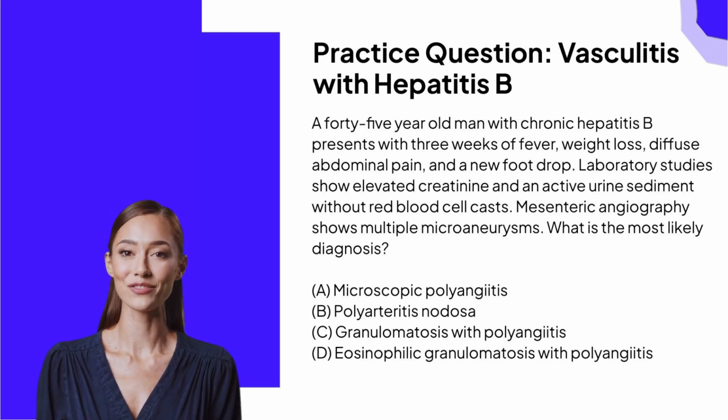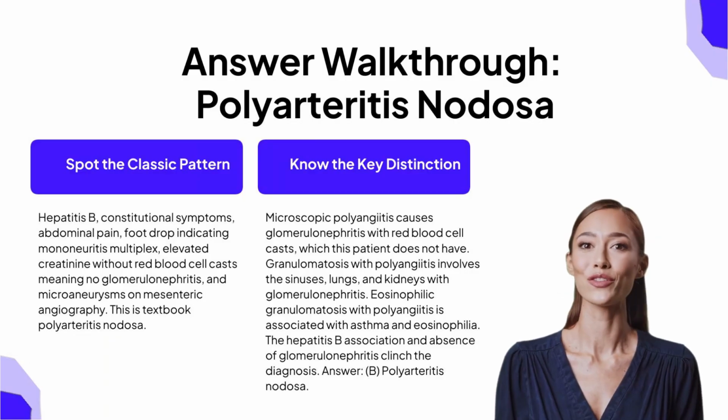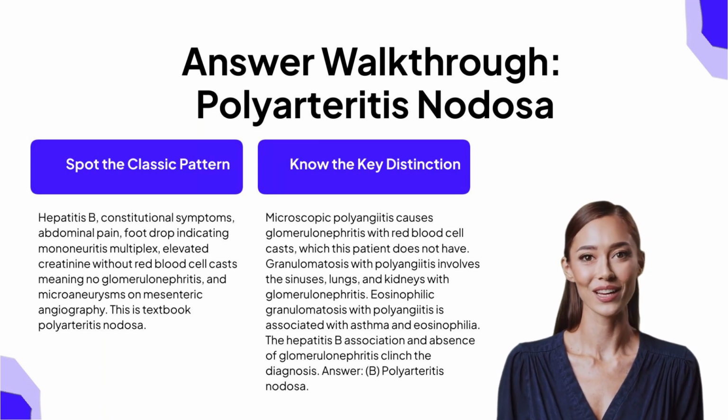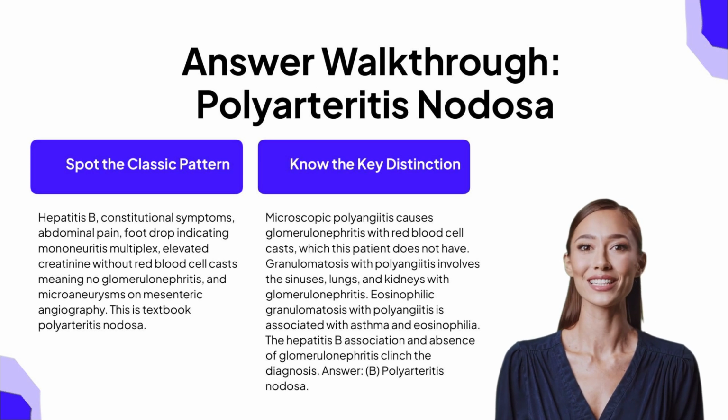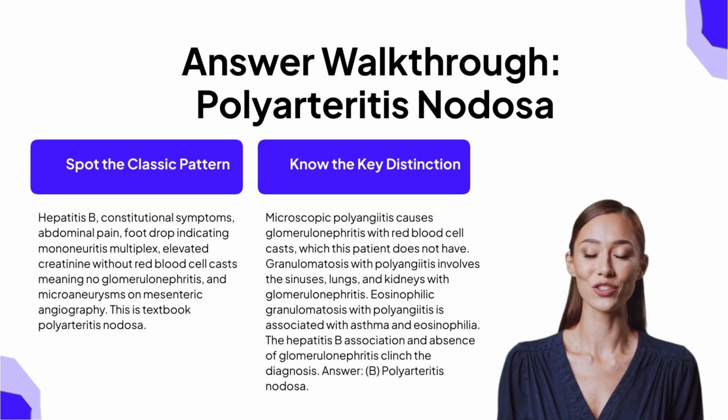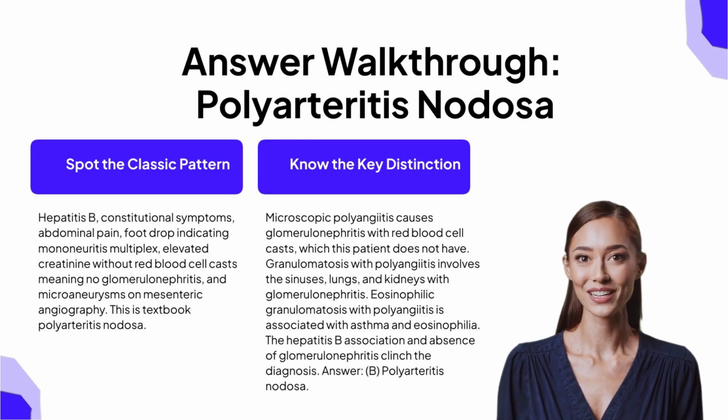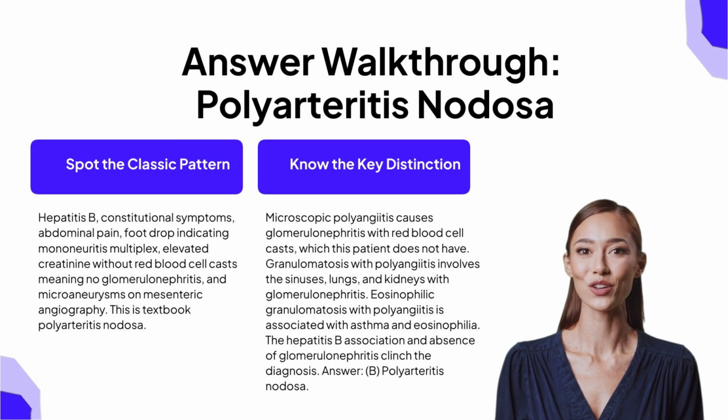Think about the hepatitis B association, the angiographic findings, and critically, what is missing from the urine sediment. Let us walk through this answer. Step 1. Spot the classic pattern. We have hepatitis B, constitutional symptoms, abdominal pain suggesting mesenteric ischemia, foot drop indicating mononeuritis multiplex, elevated creatinine without red blood cell casts meaning no glomerulonephritis, and microaneurysms on mesenteric angiography. Every one of these findings is a classic feature of polyarteritis nodosa.